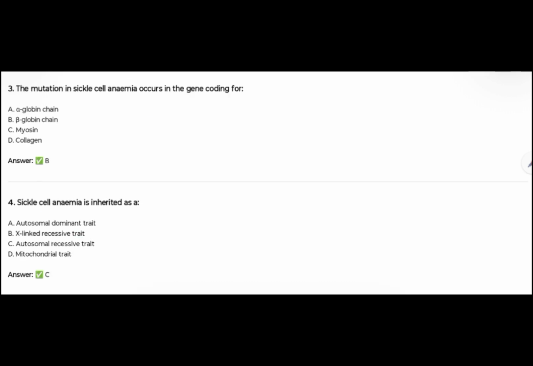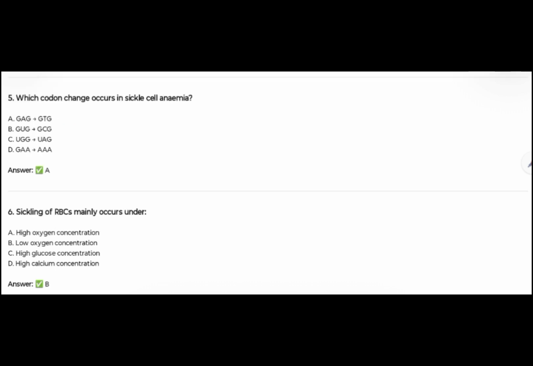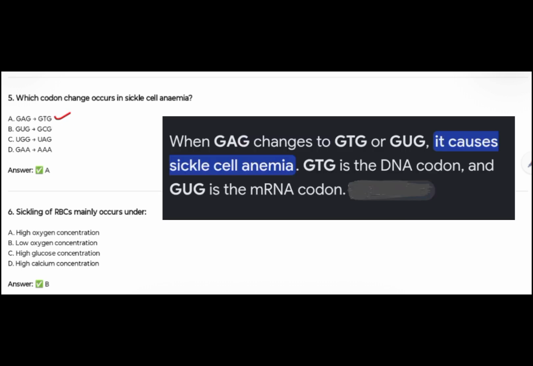First question: sickle cell anemia is caused by what we discussed? Point mutation. And in sickle cell anemia, glutamic acid is replaced by what? Valine. Next question, the mutation in sickle cell anemia occurs in the gene coding for what? Beta globin chain. Sickle cell anemia is inherited as an autosomal recessive trait. Then which codon change occurs in sickle cell anemia? GAG becomes GTG. If it is DNA, it is GTG, and the mRNA codon is GUG.